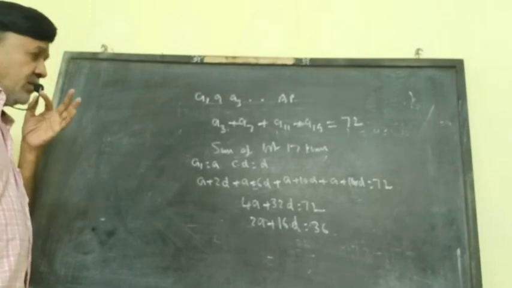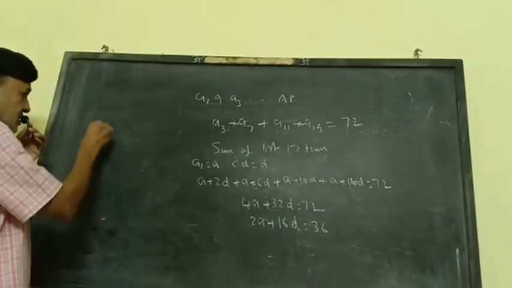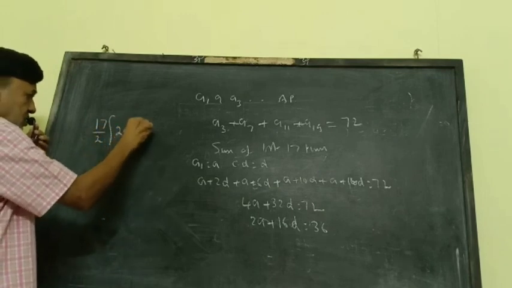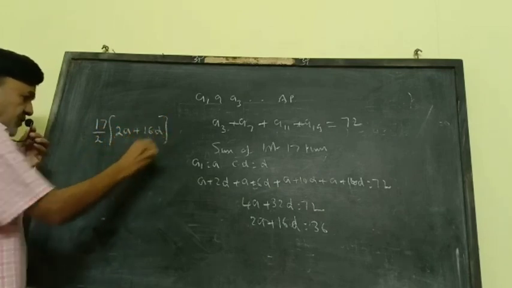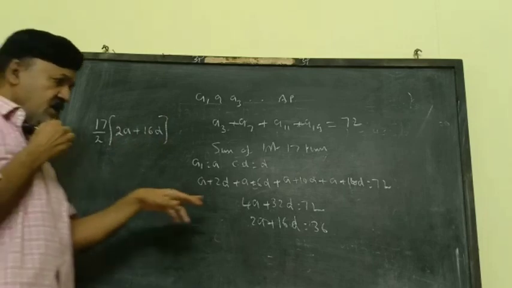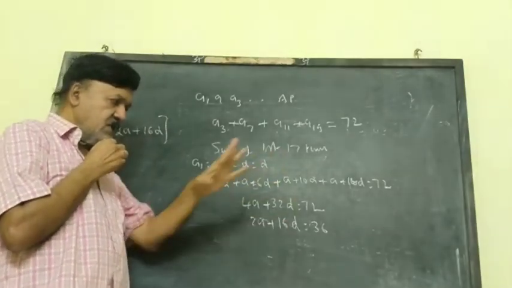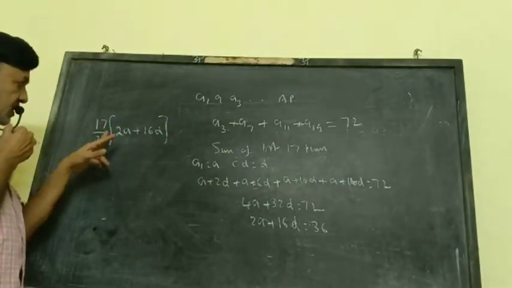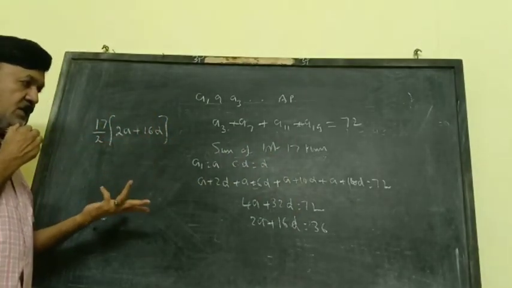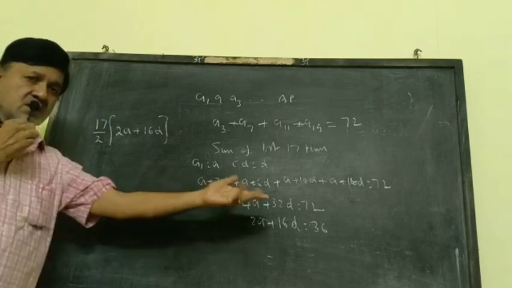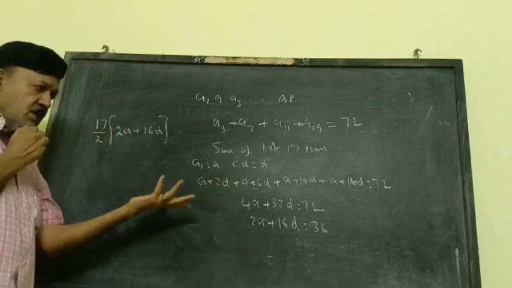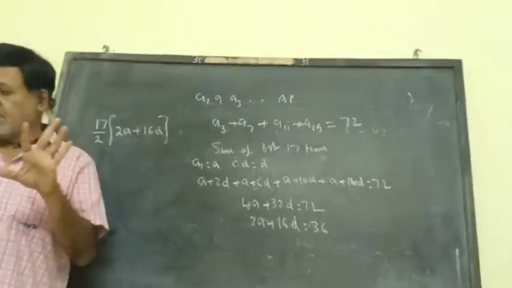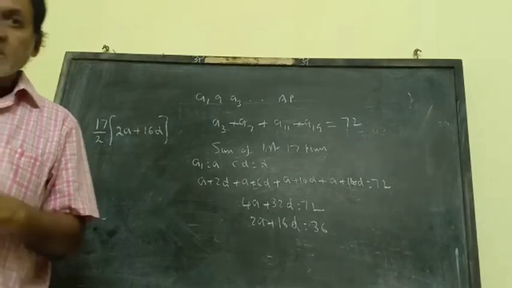Now, sum of the 17 terms is what? 17 by 2 into 2a plus 16d. That's why I didn't divide with 4. I have divided with 2 only, keeping this in my brain. So 17 by 2 into 2a plus 16d. I think you can substitute 2a plus 16d value and you can simplify this. Hence you will get the sum of 17 terms of the series. Okay, right.